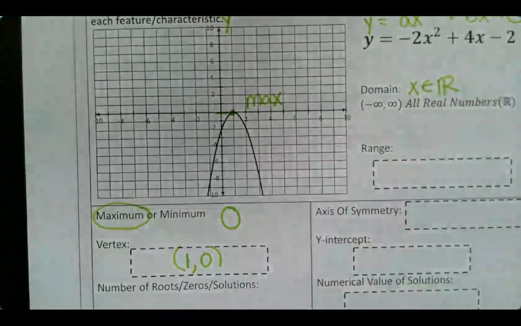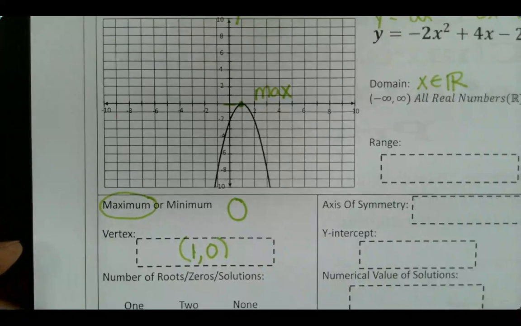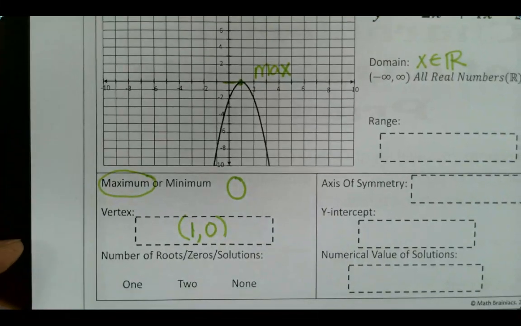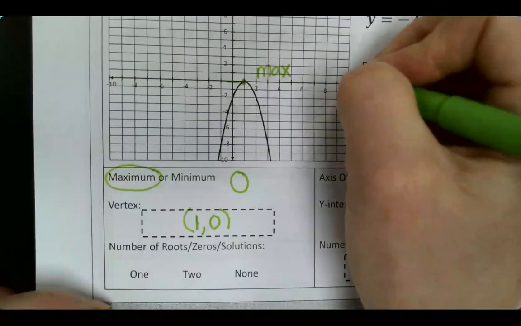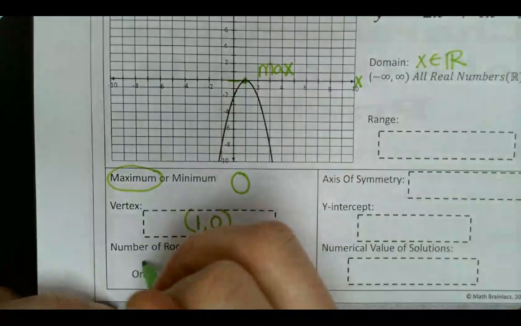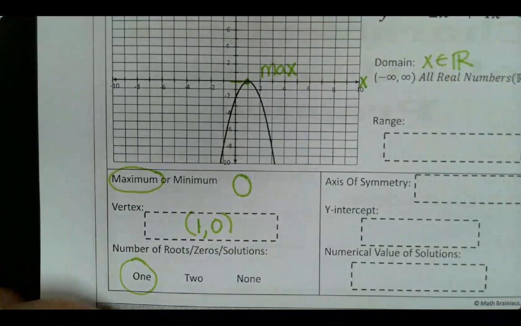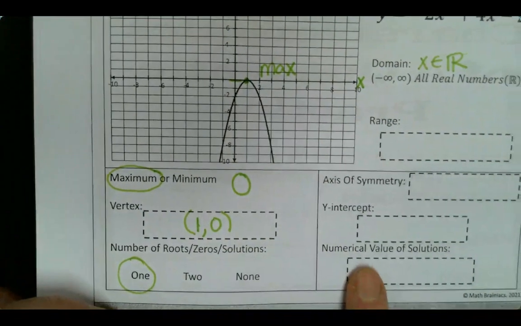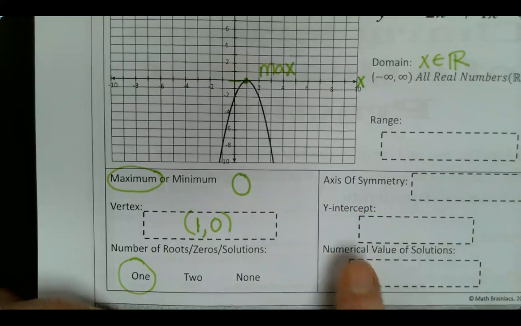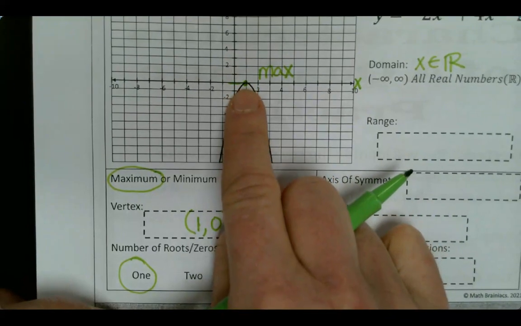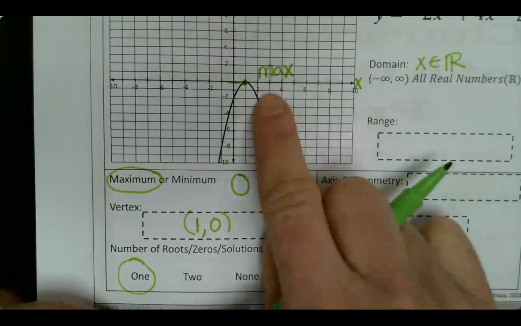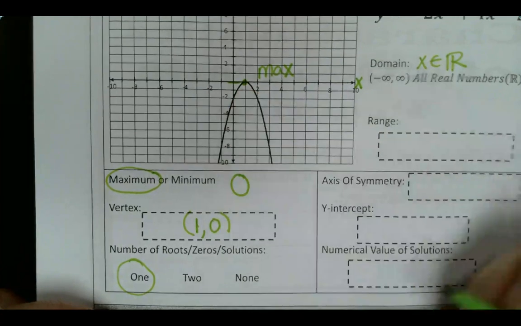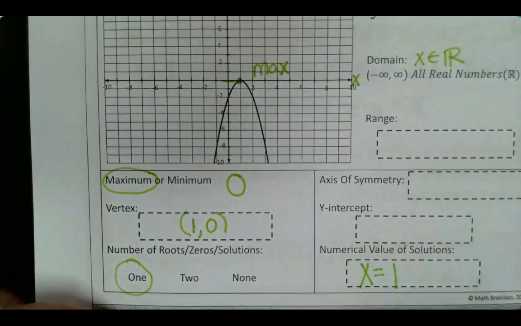Then our number of roots, 0 solution. So remember that's where it crosses the x-axis. So we're looking to see how many we have. 1, 2, or none. It only crosses or touches the x-axis at one spot. So we have 1. And we need to actually find what that solution is and write as x equals. So we're going to look at where it crosses the x-axis. So look at the numbers on the x. So that would be at 1 because it counts by ones, but it's only labeled with 2's. So our x is 1. So x equals 1.